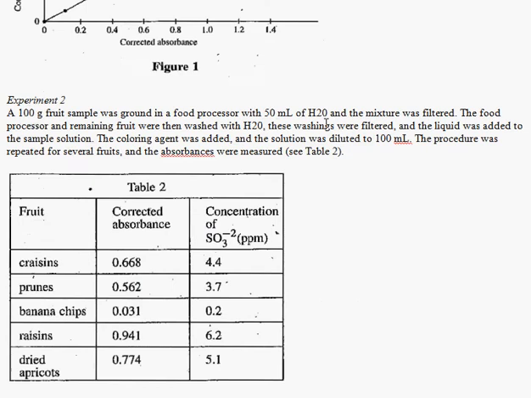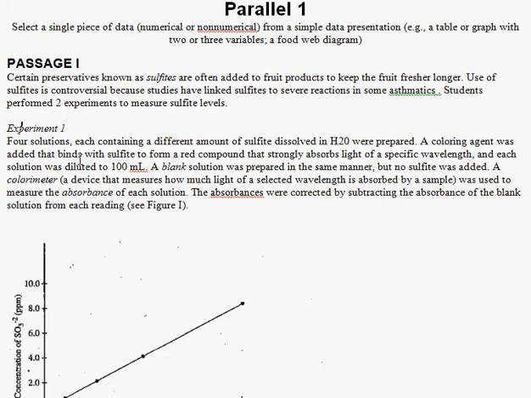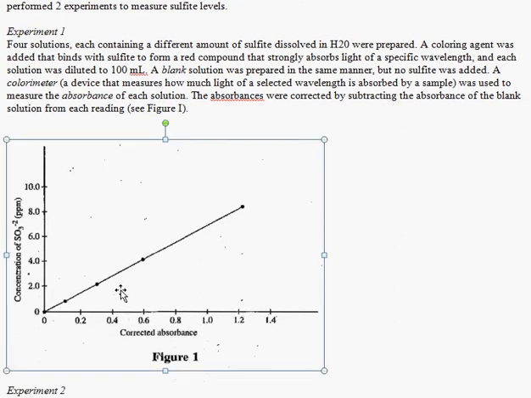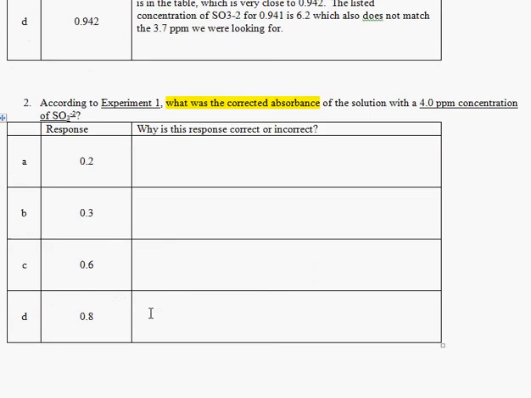Alright, so 4.0 ppm in experiment 1. Here's experiment 1. Here's the data. 4.0 ppm is here. If we move straight across, we see it hits the line at this point. We go straight down. Corrected absorbance, which is what we're looking for, is 0.6. So let's do that again. The concentration is what we know. It's 4.0. We're going to move straight across till it hits the line right here at this point. And then we're going to move straight down to find the corrected absorbance, and it is 0.6. So we go back to our thing here. 0.6 is the correct result.